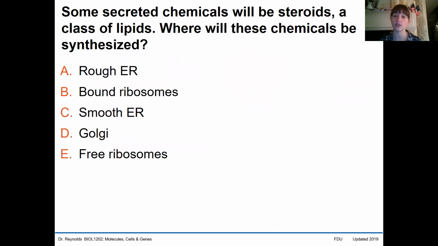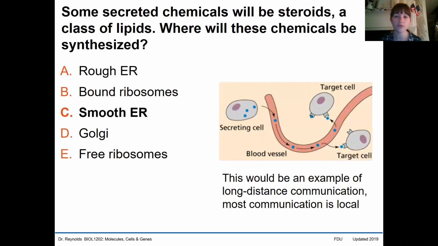Some secreted signals would be steroids, a class of lipids. So which one of these organelles would be responsible for the synthesis of a lipid? Hopefully you recall that this is the smooth ER. That's why cells like your liver, for example, have lots of smooth ER.